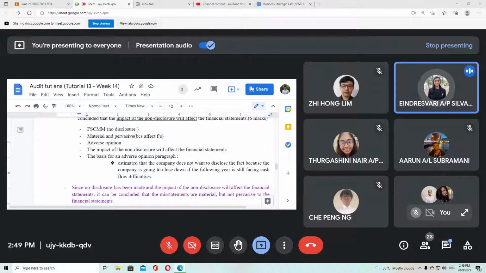After adverse opinion, you must state that the basis for adverse opinion paragraph will appear after the adverse opinion paragraph. You must explain the position. What is the content? Estimated that the company does not want to disclose the fact.